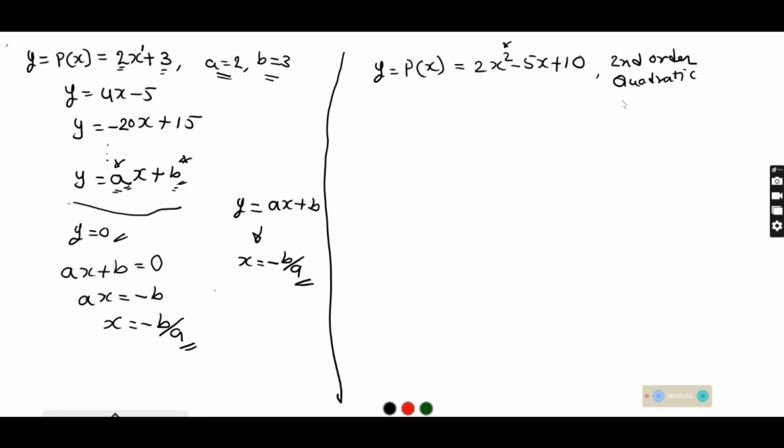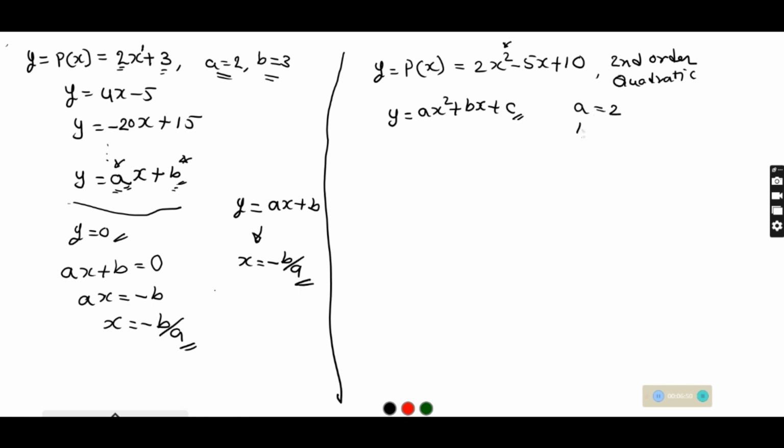Quadratic equation. Now we will see how we find the zeros of the polynomial equation for the quadratic equation. In general form, we can write the quadratic equation something like this: y is equal to ax square plus bx plus c. So in the above equation, what is the a?